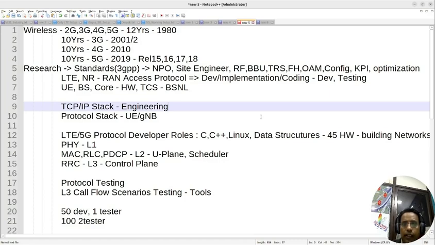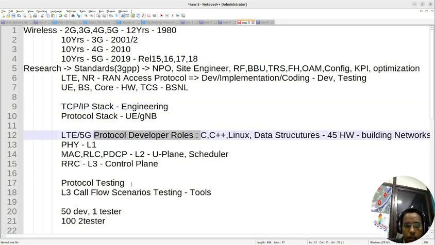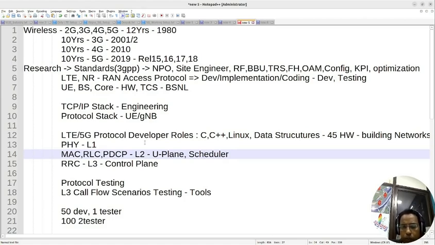So what is this RAN access protocol? We have categorized the jobs for either the developers or the testers. Right here, I am just mentioning those things. For a developer, we need two things. One is domain knowledge, which is compulsory for both testers and developers. But for the developers, because they are going to be the implementers, right?